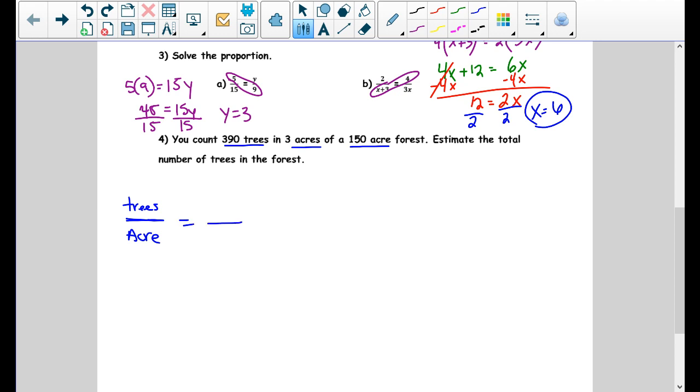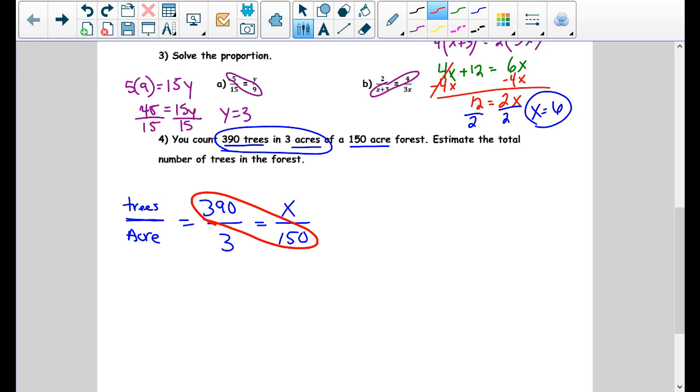And then I'm going to set up my actual proportion. So I'm going to take one set of data, so here's one set, right? Trees is 390, acres are 3, right? The other set of data, I've only got one piece, 150 acres. So does it go on the top or the bottom? Bottom. So 150 is acres, so it goes on the bottom. And then you can put an X or a Y or whatever variable you want to put in there. And now I'm going to cross multiply. So I'm multiplying diagonal, dividing by 3, right?